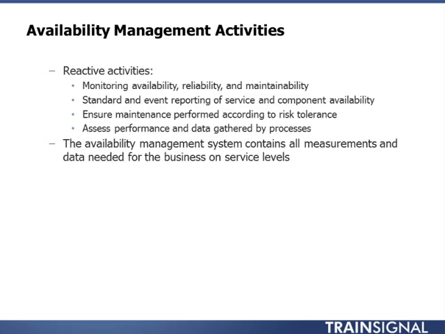From a reactive point of view, we need to monitor availability, reliability, and maintainability. More on that in a minute. We need standard and event reporting of the service and component availability directly from service operations. We need to ensure maintenance is performed according to the risk tolerances and assess performance and data gathered by processes. It's important for us to understand how robust our infrastructure is. The availability management system contains all the measurements and data needed for the business on service levels. This data can come from many sources, including the incident data from service operations.